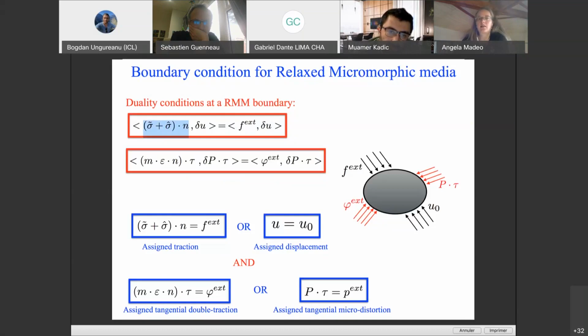Or we can act by imposing displacement. This doesn't change, but we have extra possibilities to act on our body, namely with this double force phi or its dual part. In the relaxed framework, we just have to assign the tangent part, but this is not important now. The important point is we have well-posed boundary conditions, which are intrinsically compatible with the PDEs. We have unique solutions.